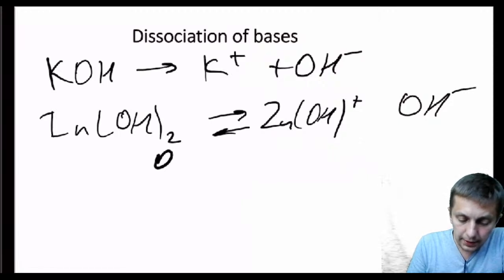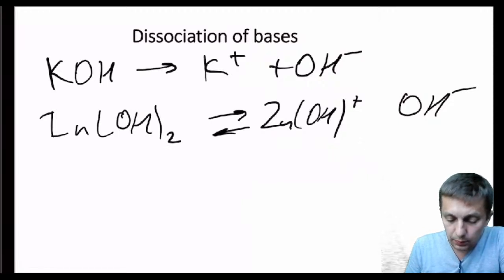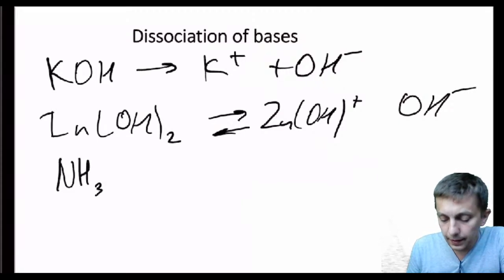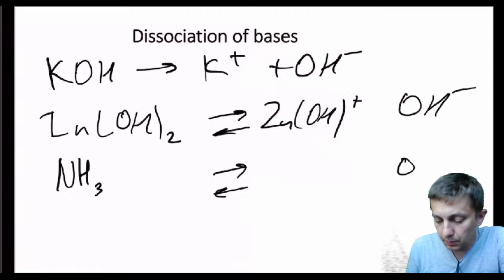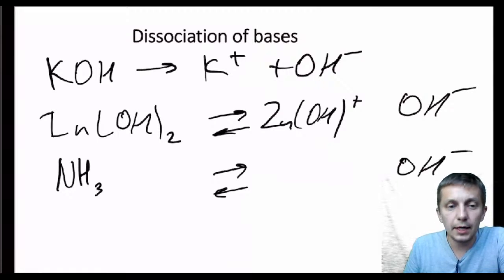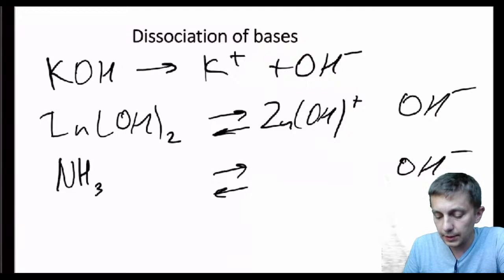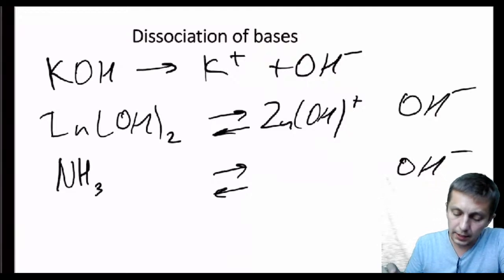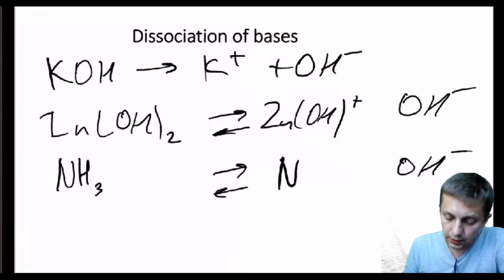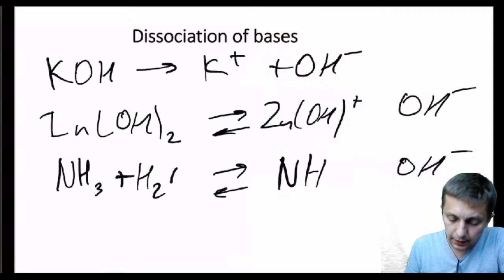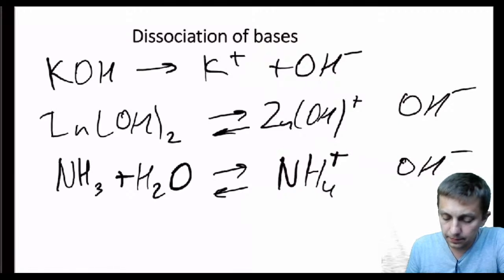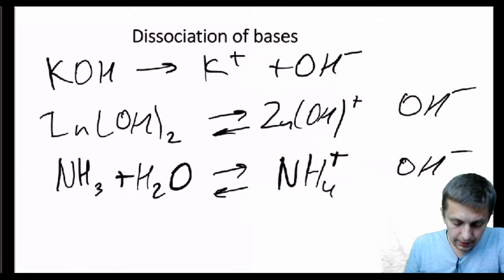A more complicated situation is dissociation with weak organic bases. For example, if we're dealing with ammonia, it also produces OH minus, but in this reaction we're dealing with NH3 with water, and we form NH4 plus, and we can easily find what we're dealing with.